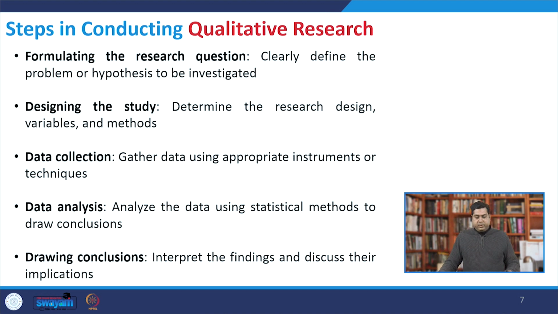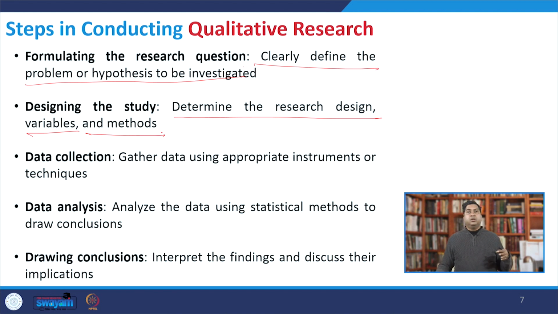The steps in conducting qualitative research are almost the same as those of quantitative research, where the first stage is to formulate the research questions based on the research gap that you identify through literature review, clearly define the problem and develop the hypothesis to be investigated. Next comes the research design part: designing the study, determining the research design, the variables and the methods that you are going to adopt.